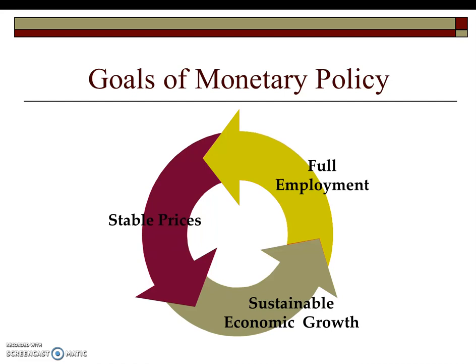The next one is stable prices. We don't want prices to be too low, because if prices are too low, people spend a lot of money and inflation will rise quickly. And we don't want prices to be too high, because then consumers can't spend money. They can't afford it. So we want stable prices.